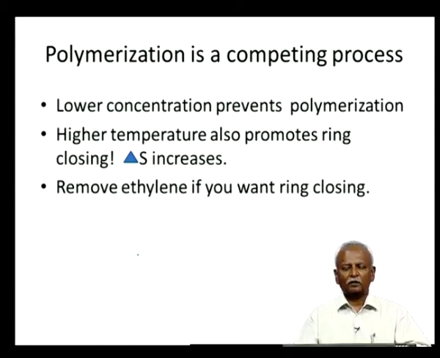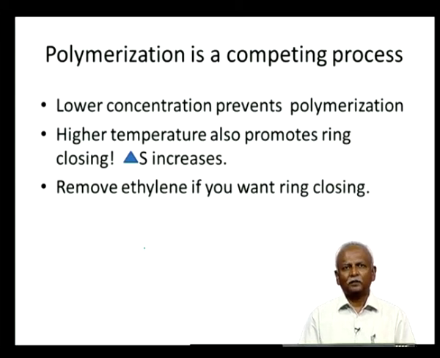Polymerization is a competing process whenever you do ring closing metathesis or a ring opening metathesis polymerization. So, the lower concentration always prevents polymerization. If you have a large concentration of the diene, then the possibility of the diene reacting with itself is higher, and that of course leads to polymerization.